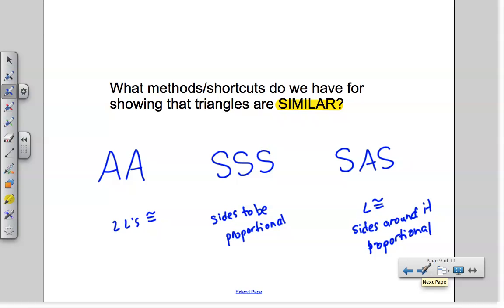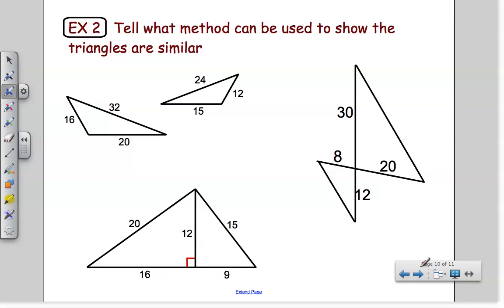The reason I'm summarizing these is because some of your examples today ask you to tell what method could be used to show the triangles are similar. So for the first one, I'm looking at two triangles, and what I'm given is all of the side lengths. The only possible method that could work here is side-side-side similarity, because there are no angles. So I'm hoping the sides are all in the same ratio. To check that, remember that you should compare shortest side to shortest side, longest to longest, etc.